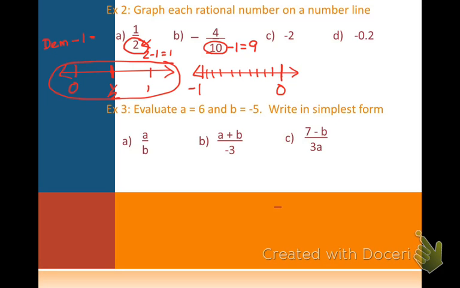Okay. Now, to find negative 4/10, I'm going to start with 0, and it's telling me I'm going to go 4 to the left. So I'm going to go 1, 2, 3, 4, and I'm going to put my point there, and that is negative 4/10.